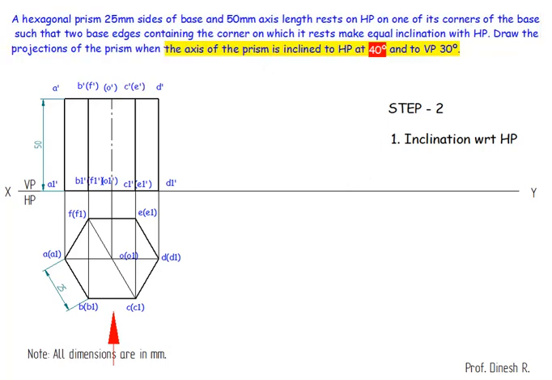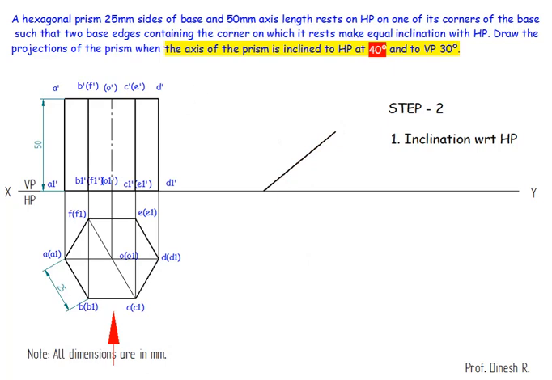Next is draw the projection when the axis of the prism is inclined at 40 degrees. In the question bank he has mentioned 45 degrees. I've just changed it to 40 degrees to show how this diagram will look, and also how you are going to draw when the prism is inclined to 40 degrees. So if the axis is inclined 40 degrees, that means all the lateral edges are inclined to 40 degrees. So initially I'm going to draw a 40 degrees line. The length of this line is 50 and the angle is 40.